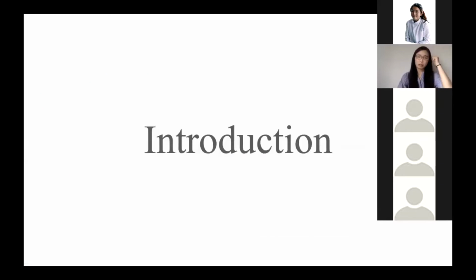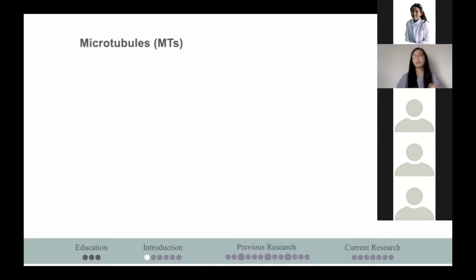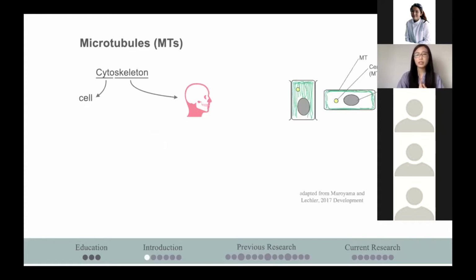So now I will talk to you about the science that I'm really interested in. I'm really interested in microtubules, particularly microtubules in plants. But let's first talk a little bit about what exactly microtubules are. Microtubules are components of the cytoskeleton. This word is made out of two words, cyto and skeleton. Cyto means cell, and skeleton is like the skeleton in our body. So it helps to provide support to the cell.